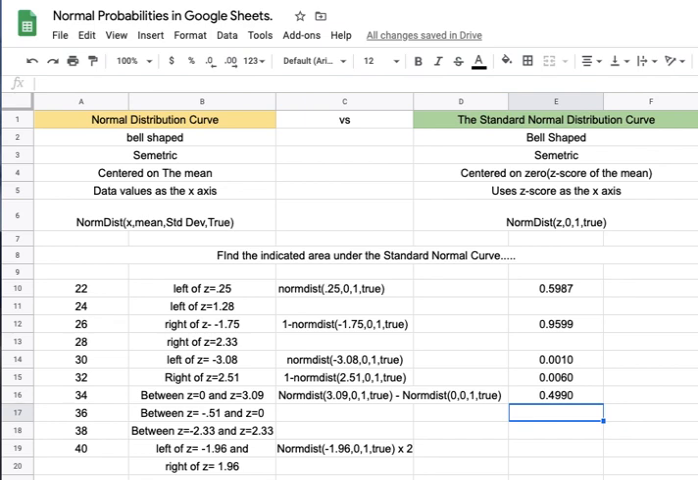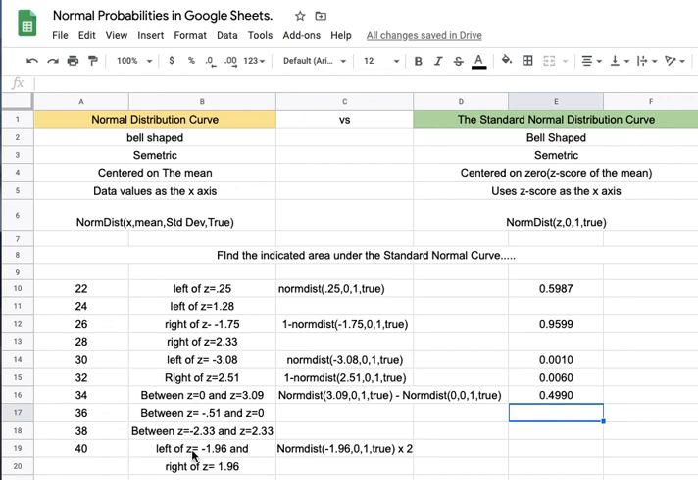So that wasn't too difficult. All we had to do was find the area to the left of our larger one and subtract the area to the left of our smaller one. Really, 36 and 38 are just like that. Let's take a look down here at number 40. 40 is a little different. It says find the area to the left of negative 1.96 and to the right of 1.96.